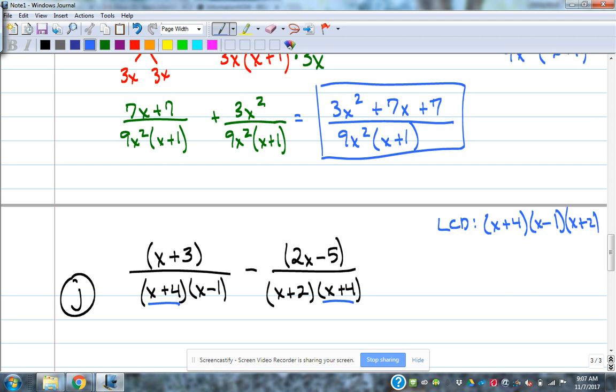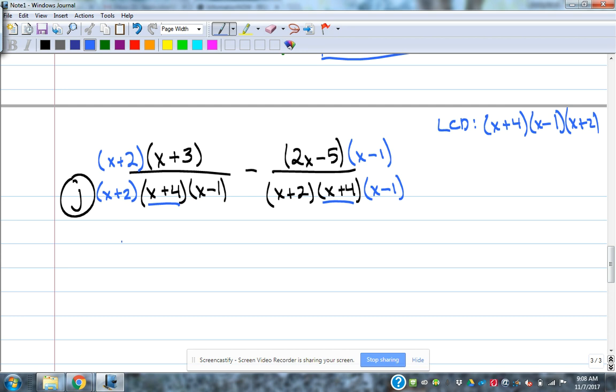Which piece does this fraction need? It needs the x plus 2. So the top gets the x plus 2 as well. What part does this one need? x minus 1. The top gets x minus 1 as well. We're going to multiply that out: x squared plus 5x plus 6. And then I'm going to write my least common denominator there. It doesn't matter what order you write that in.